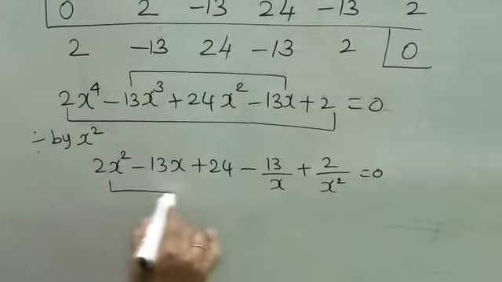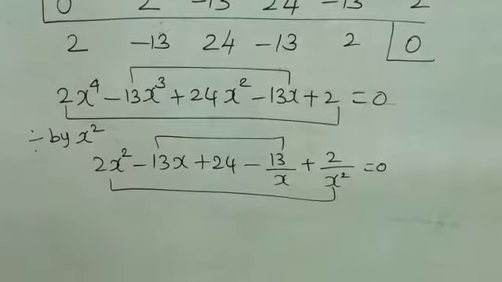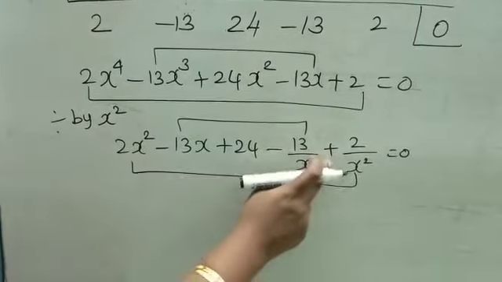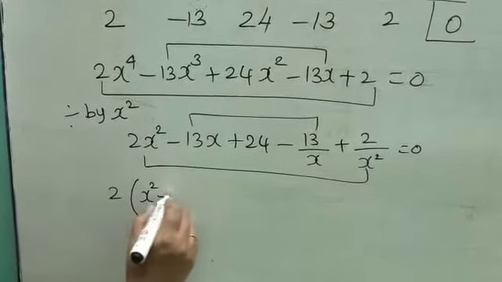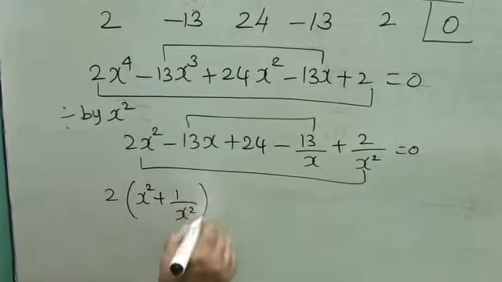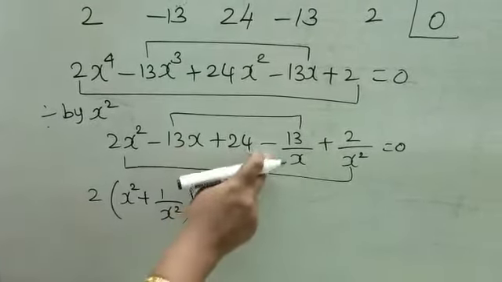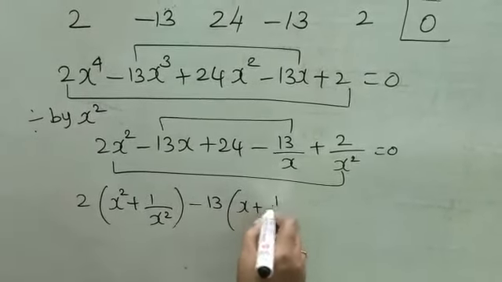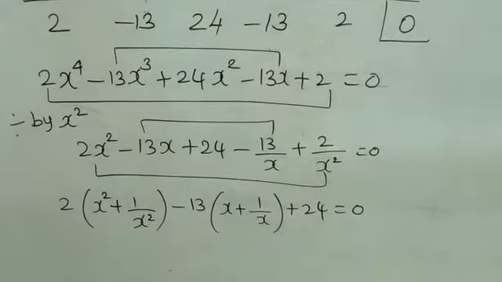Grouping the first and last term, and the second and the second-to-last term. Taking 2 outside because in 2x square plus 2 by x square, 2 is common. Taking 2 outside, we get x square plus 1 by x square. Here minus 13 is common. In minus 13x minus 13 by x, minus 13 is common, giving x plus 1 by x, plus 24 equal to 0.